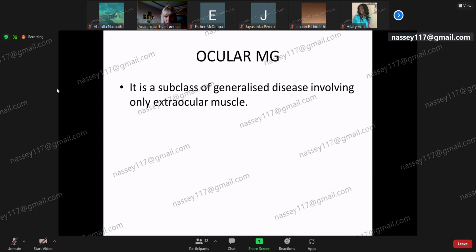Ocular myasthenia gravis. This is a subclass of the generalized disease involving only extraocular muscles. But to avoid confusion, in classes we say local form of myasthenia, here we say generalized. This is a great question for discussion, with different points of view. But the prognosis of ocular myasthenia gravis is not as bad as the variant of juvenile and adult myasthenia when we see bulbar syndrome.